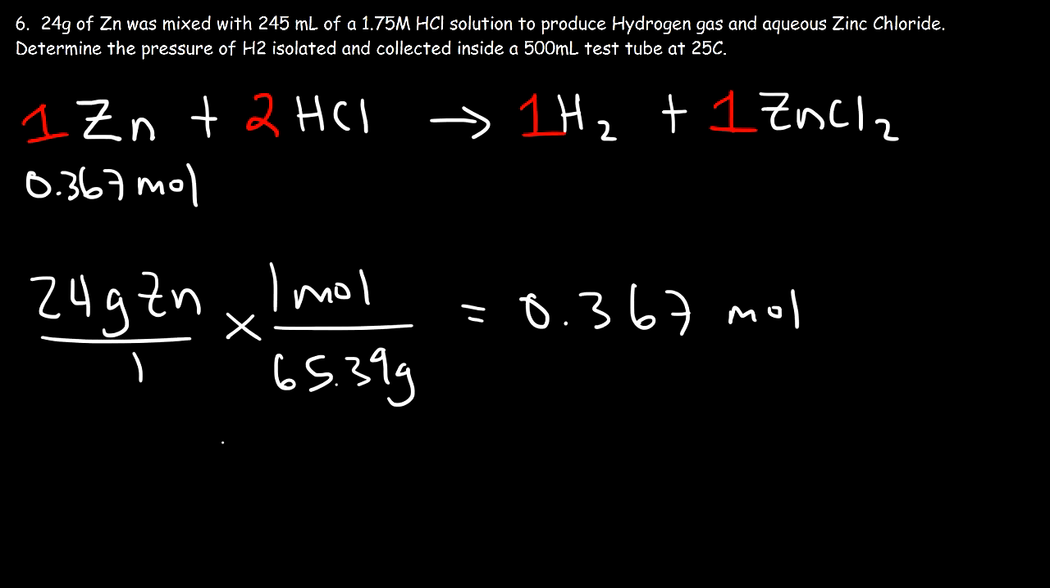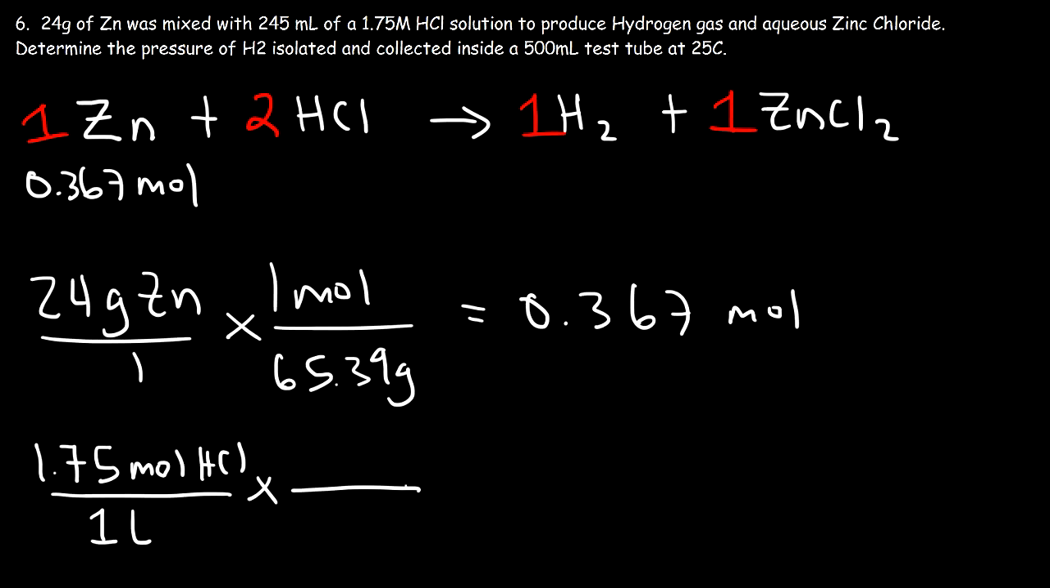Now let's do the same thing for HCl. So we have the concentration of HCl. Molarity is moles per liter. So a 1.75 molar solution means that we have 1.75 moles of HCl per 1 liter of solution. Now to get moles, we need to multiply it by the liters of the solution. So we need to convert 245 milliliters into liters. To do that, divide it by 1,000. So 245 divided by 1,000 is 0.245 liters.